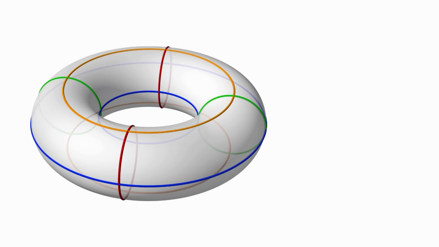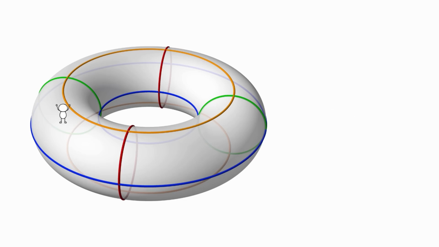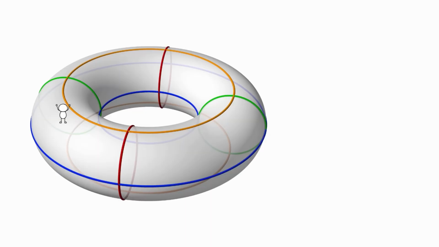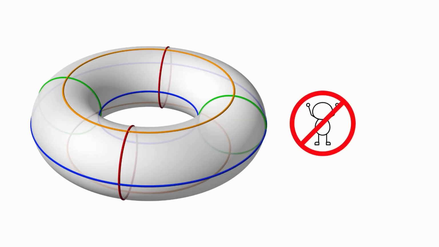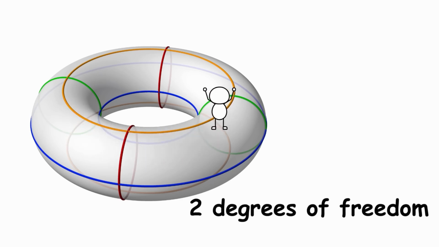Now let's imagine that the torus is actually a space. We will consider a creature living on the torus. Just as we can never leave our own space, this creature cannot ever leave the torus. However, it is free to move along the torus, and it has 2 degrees of freedom to do so.